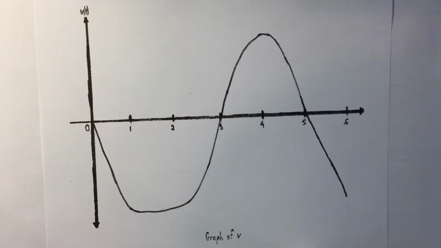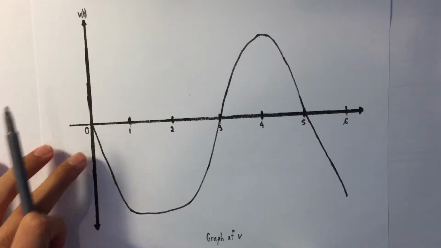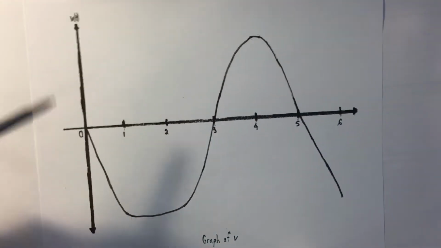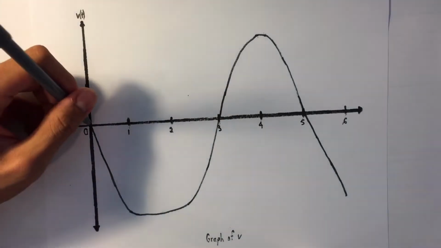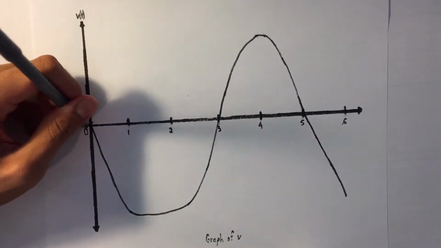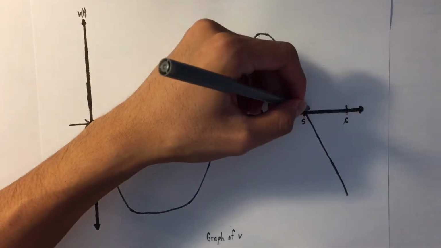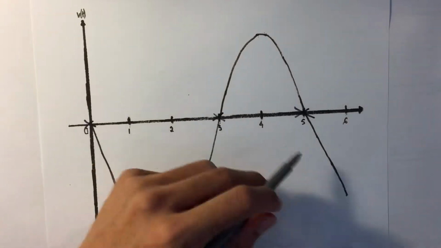Alright, so before we really go into the problem, what we've got to do first is start labeling and writing down the information we're given about the graph. So what I've done is I've made a larger version of the graph here, as you can see. I'm going to start labeling the different points by drawing X's. These are the x-intercepts, so 0, 3, and 5.